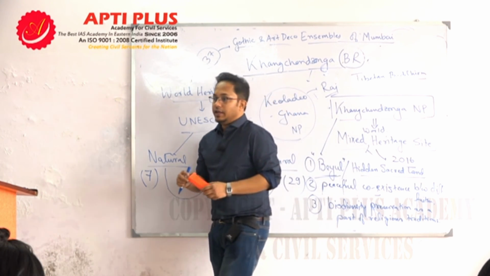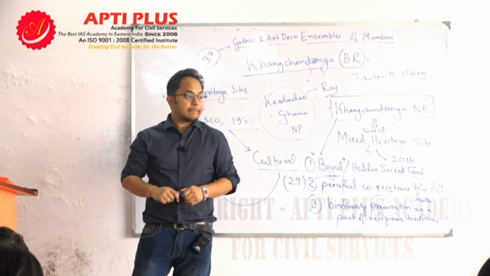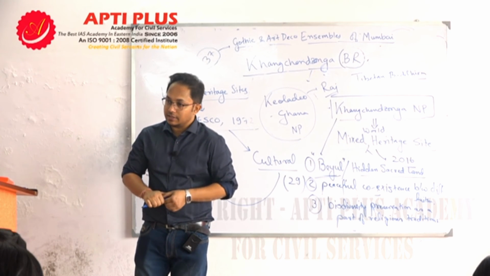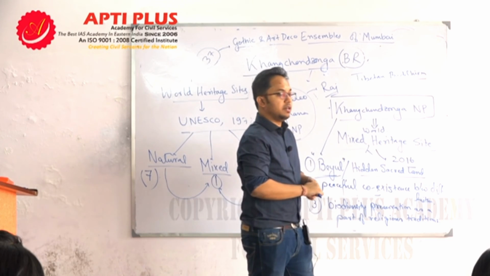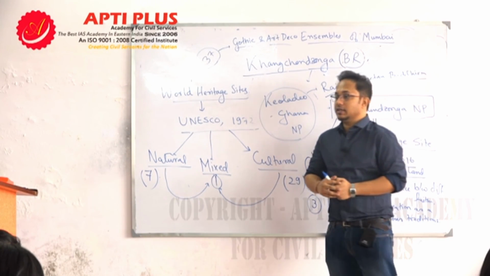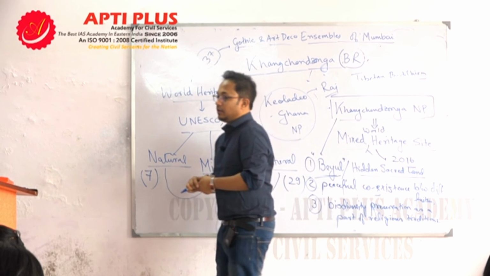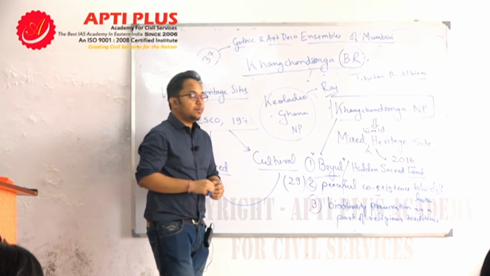ठीक है, India में how many Ramsar sites do we have? We have 26 Ramsar sites in India. The 27th one is supposed to be the Sundarban Reserve Forest in the process. But 26 Ramsar sites are there in India. ठीक है?